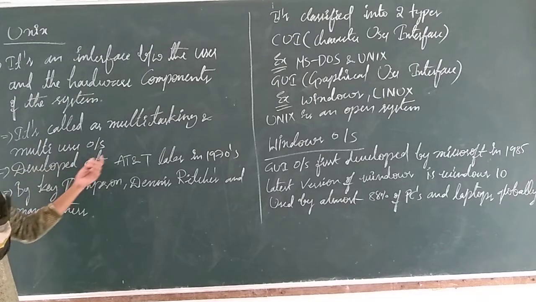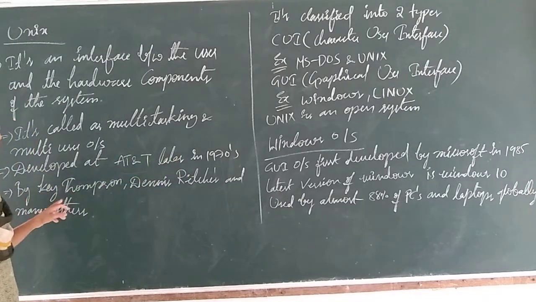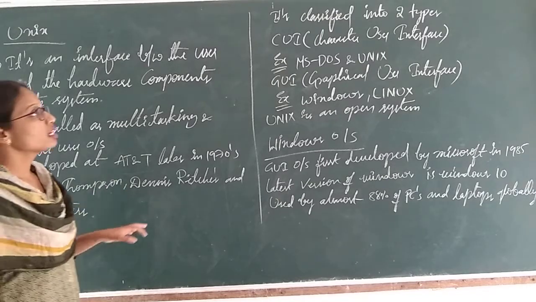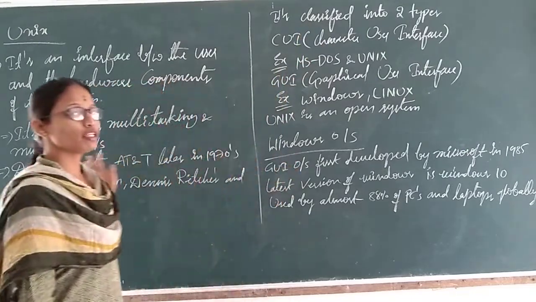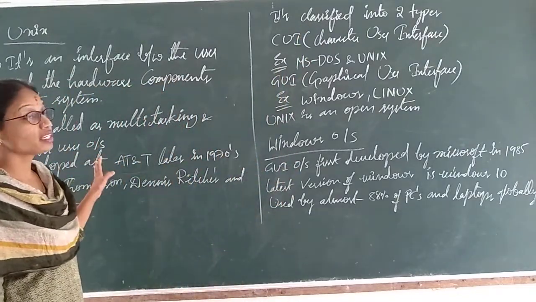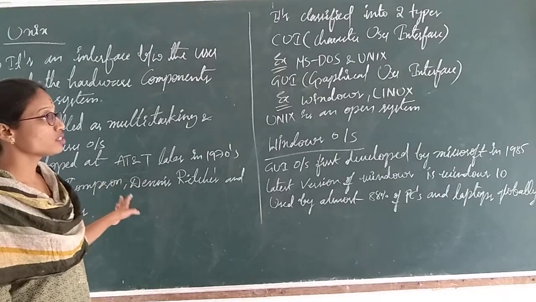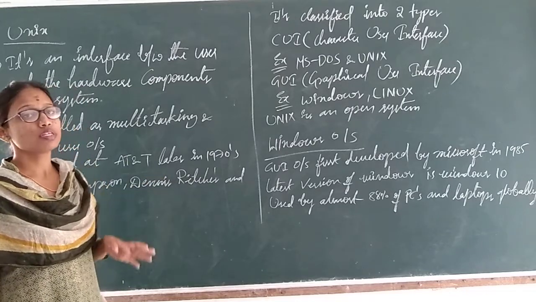It was developed at AT&T Labs in the 1970s by Ken Thompson, Dennis Ritchie and many others. It is classified into two types. At the same time, the Unix operating system is also an open source system, and the Linux operating system is an open source system.